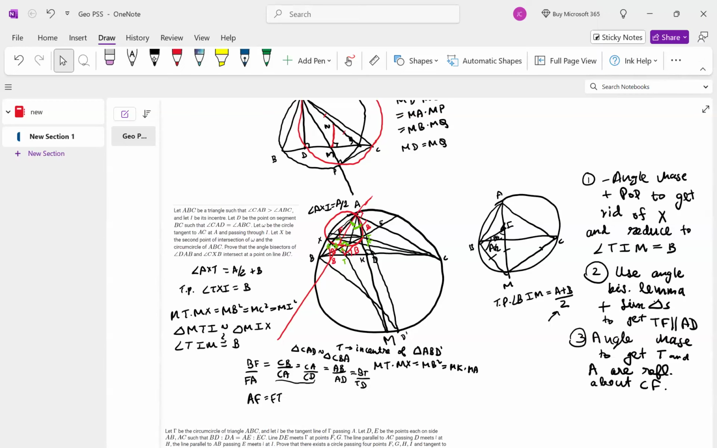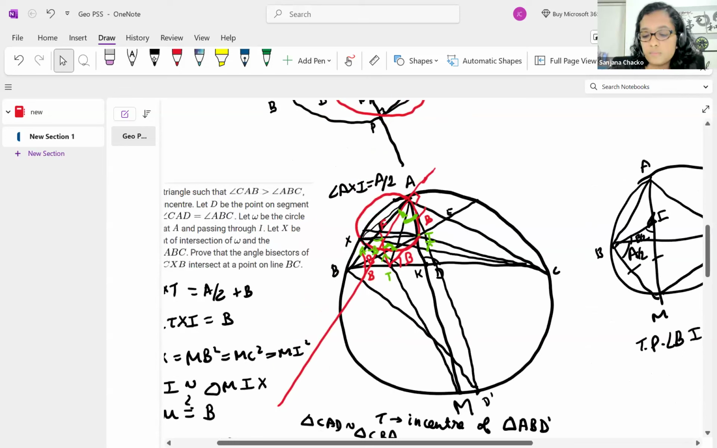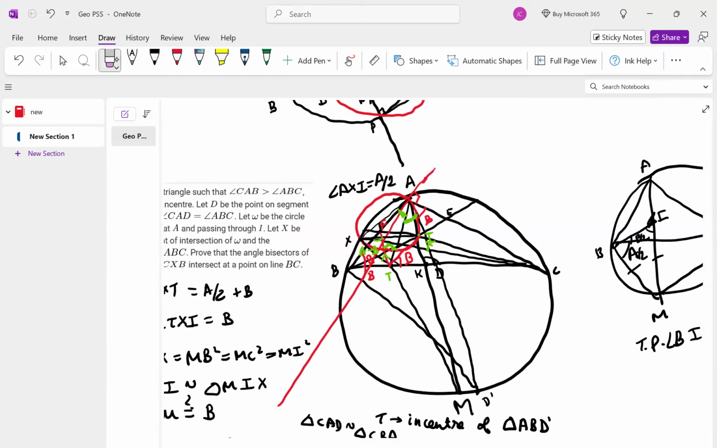Okay, so then how do you finish? Like you said, it's a reflection, so how do you get TXI equals B again? I mean, how do you prove that it's equivalent to proving TXI equals B again? So, okay, you want to prove this angle is B, right? Yeah, how do we prove that? Okay, so that's the same as proving this angle is B.